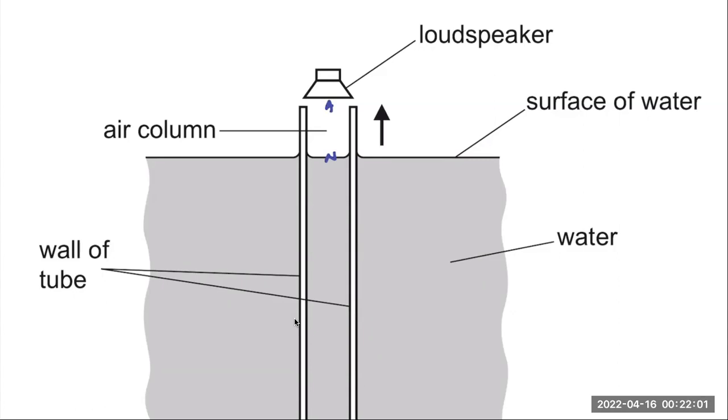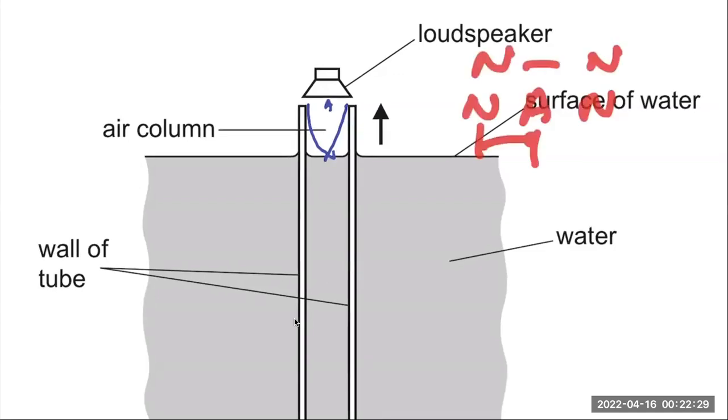We know that node to node is half a wavelength. So node to antinode, which is between two nodes, is quarter of a wavelength. So you'll only have quarter of a wavelength, 0.25 lambda. This is when the first loud sound is heard, the length of the tube.